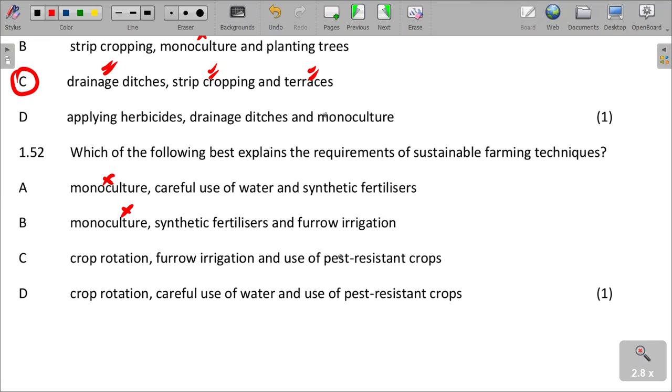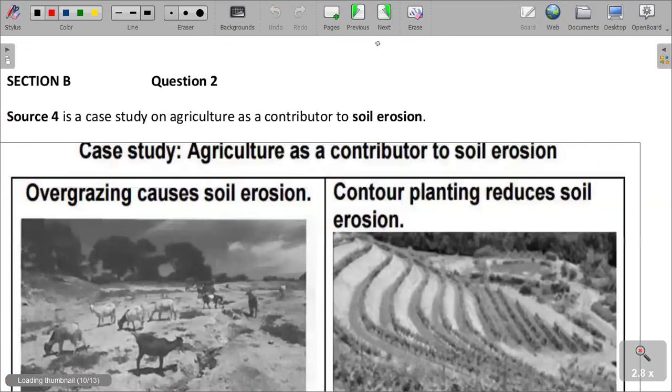We are saying crop rotation, careful use of water, and use of pest-resistant crops. So we can say that D best describes the best answer there. The best answer can be found in what is actually sustainable. Crop rotation: we try to ensure that over a piece of land, we don't grow the same type of crop over and over again. The crops are alternately grown over a piece of land, and then careful use of water is sustainable. Pest-resistant crops are also sustainable.